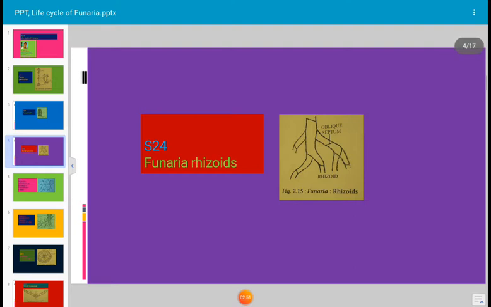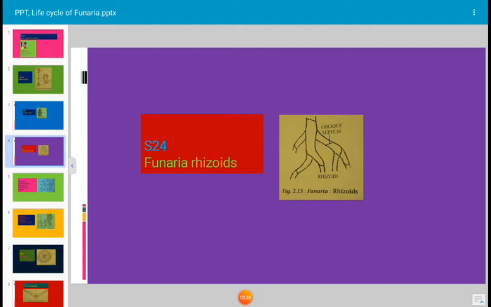Next slide. These are the Funaria rhizoids shown in the photograph. The rhizoids arise from the basal region of the axis. They are cylindrical, branched and multicellular in length, but one cell in thickness. The cells are placed end to end with oblique partition walls, as shown in the slide. The functions of the rhizoidal system are absorption of water and minerals, and the rhizoids also help in the fixation of the plant to the substratum.